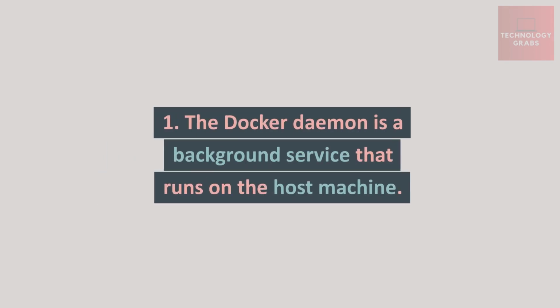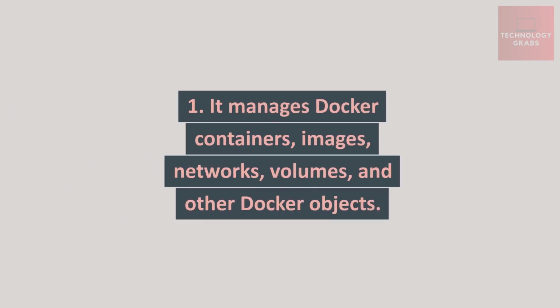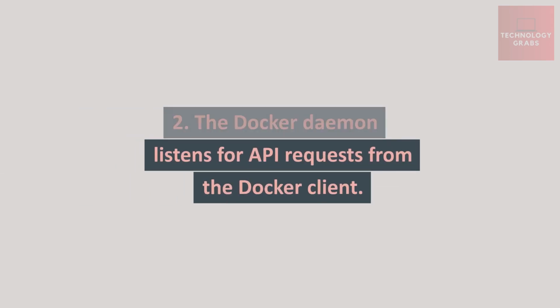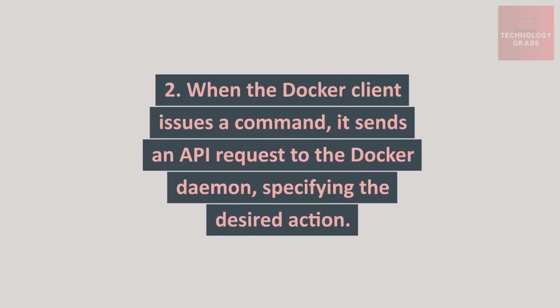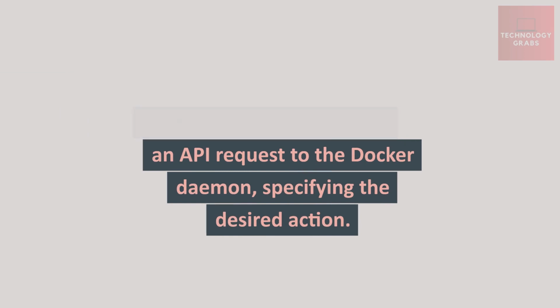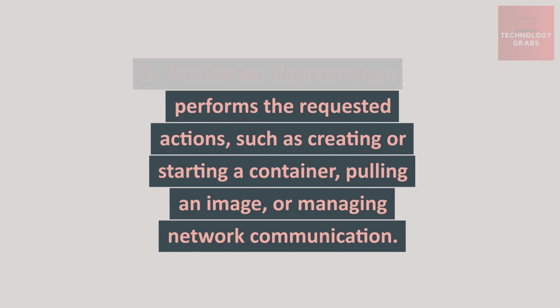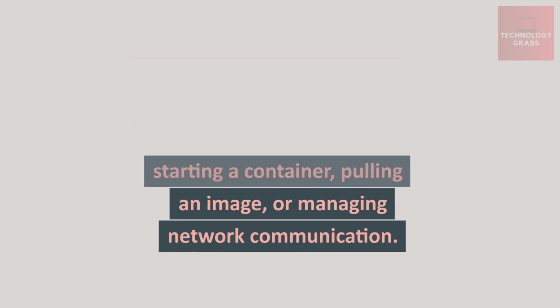Docker daemon, dockerd. 1. The Docker daemon is a background service that runs on the host machine. It manages Docker containers, images, networks, volumes, and other Docker objects. 2. The Docker daemon listens for API requests from the Docker client. When the Docker client issues a command, it sends an API request to the Docker daemon, specifying the desired action. 3. The Docker daemon then performs the requested actions, such as creating or starting a container, pulling an image, or managing network communication.